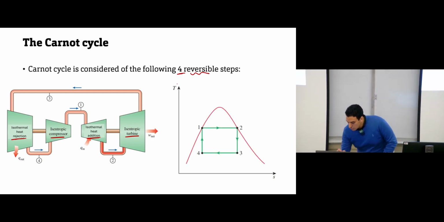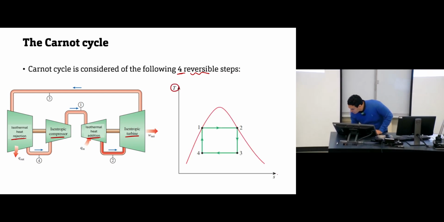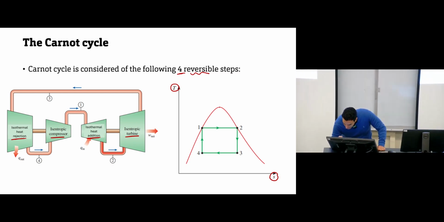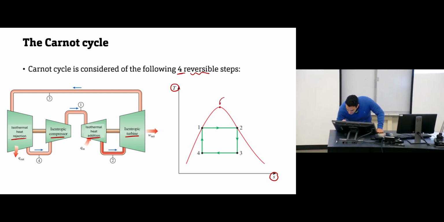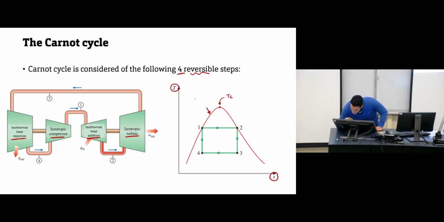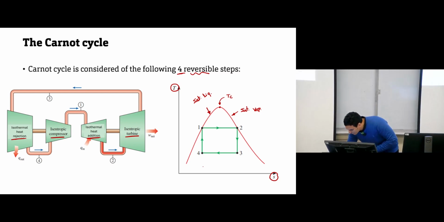If you need to use the TS diagram to see what is happening, we have this curve, if you remember, from chapter 2. This is the critical point, critical temperature. Any point on this line is saturated liquid. Any point on this line is saturated vapor. And any point under this curve is a mixture of liquid and vapor.